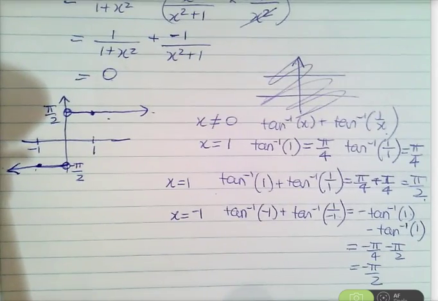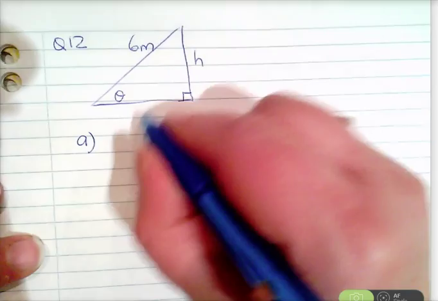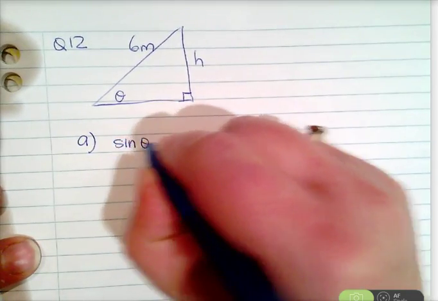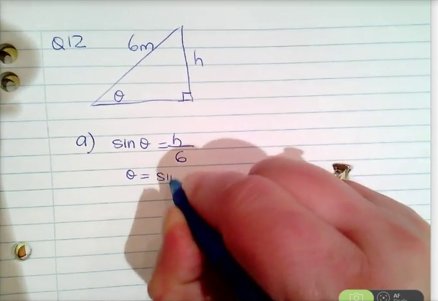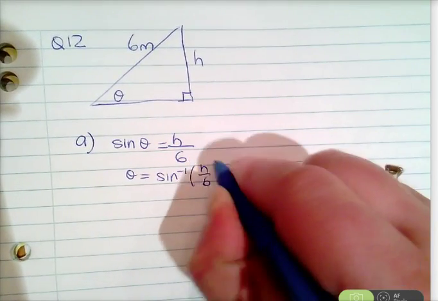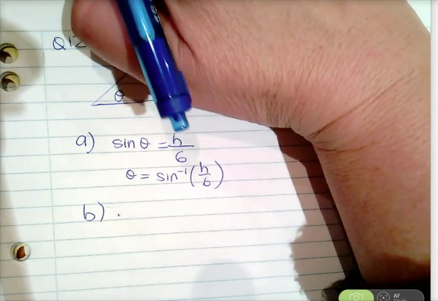Okay, we're now going to go on to another question. Looking at this question 12. So a 6-meter long ladder is leaning up against a wall at a height of h and an angle theta, as shown. It says show that theta is the inverse sine of h on 6. Okay, I'm sure this isn't the bit that someone wanted help with. So we know that the sine of theta is h on 6. So theta is the inverse sine of h on 6. So that's very straightforward. And let's look at part B of the question.